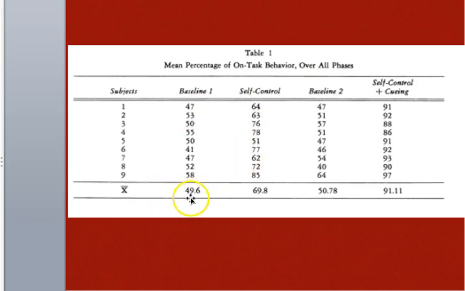And if you look at the means, in baseline they were at 49.6%. By the self-control alone, they rose to 70%. That was a big change. And many people would have stopped there and said that that's good enough. So they went back to baseline and it dropped back to 50%. And then they instituted the self-control combined with the cueing of the signs. And it rose to 91%.